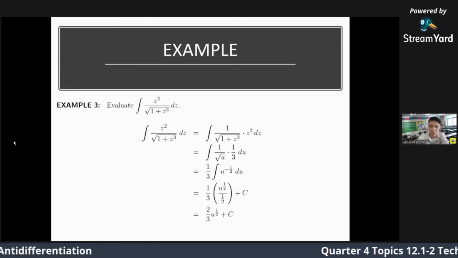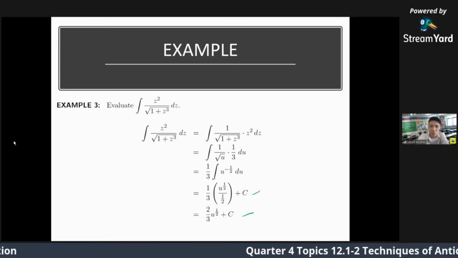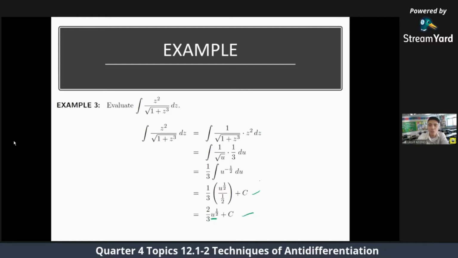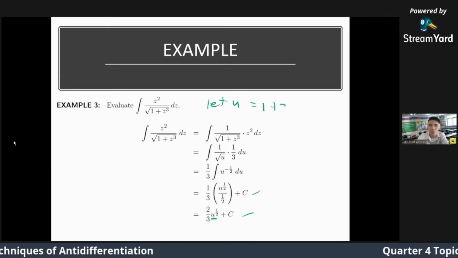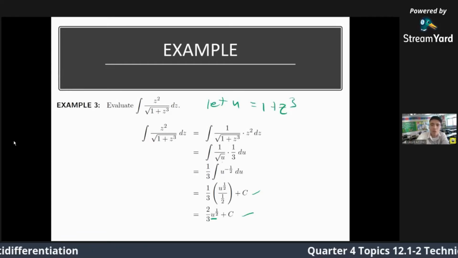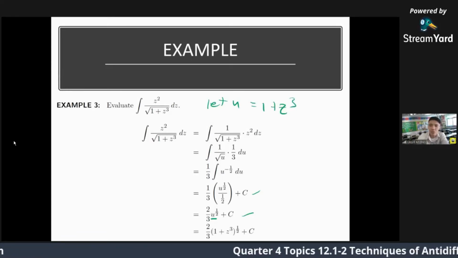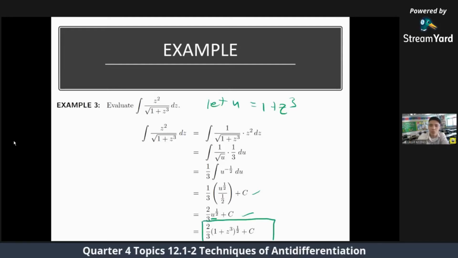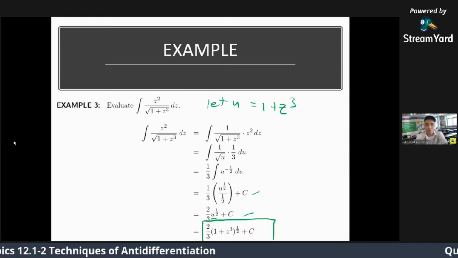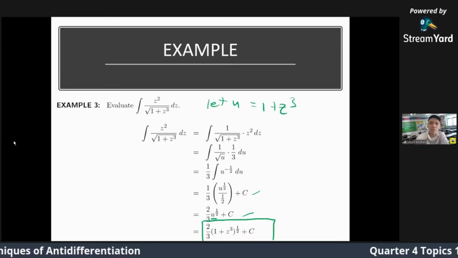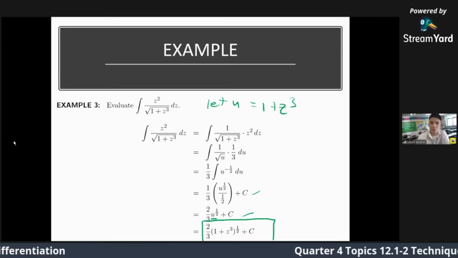So, naa nay plus c, then, since u pa lang man, kailangan na to pulihan. Recall, unsa gato itong gilet u? We let u as 1 plus z cubed. So therefore, ang final answer should be 2/3 the quantity of 1 plus z cubed raised to 1/2 plus c. So that's the third example.